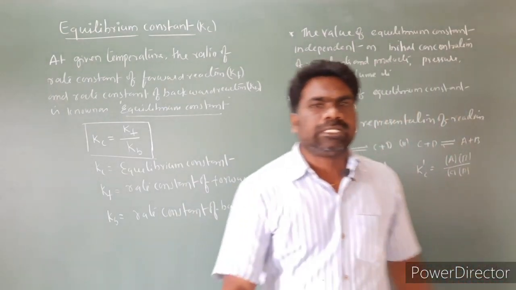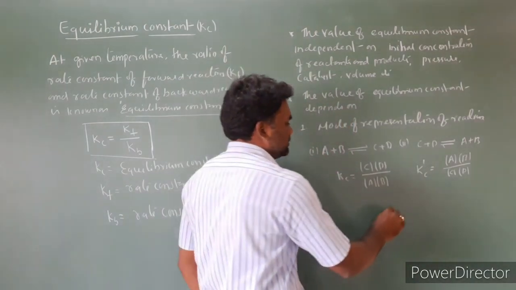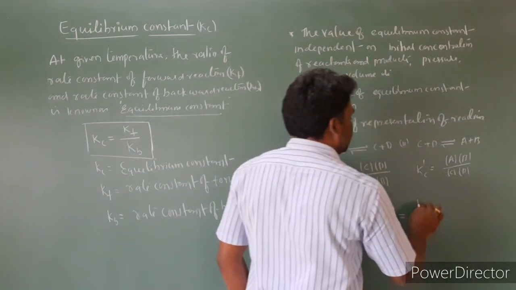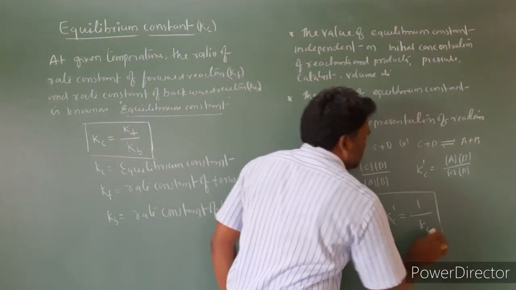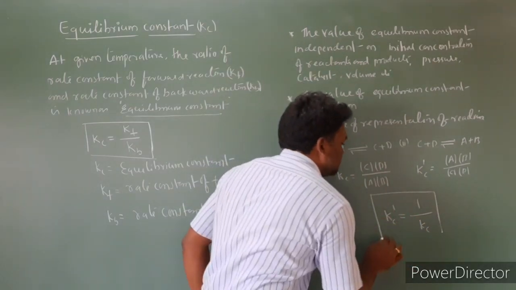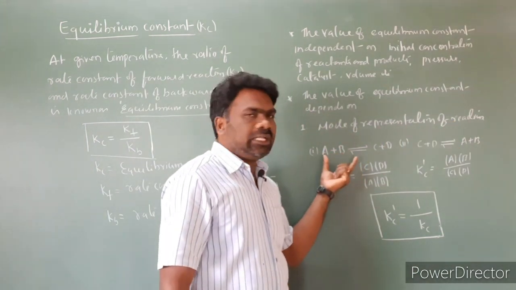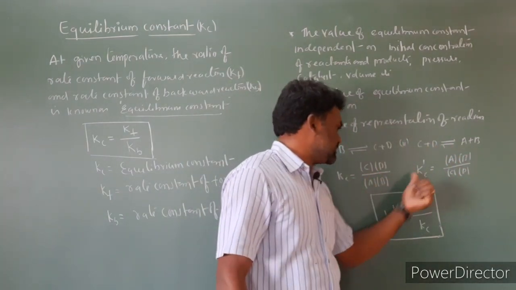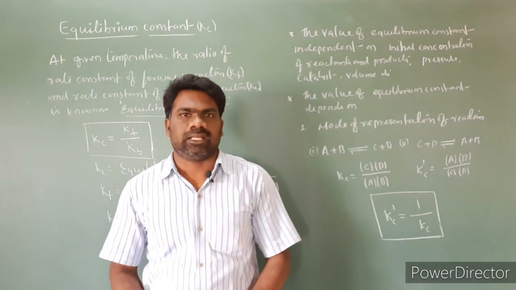Now the question is, what is the relationship between Kc and Kc dash? We get Kc dash is equal to 1 by Kc. So this is the mode of representation of a reaction. This is the original equation. If you reverse the equation, the relationship between the two equilibrium constants Kc and Kc dash is Kc dash equal to 1 by Kc. This is the first one, mode of representation of reaction.